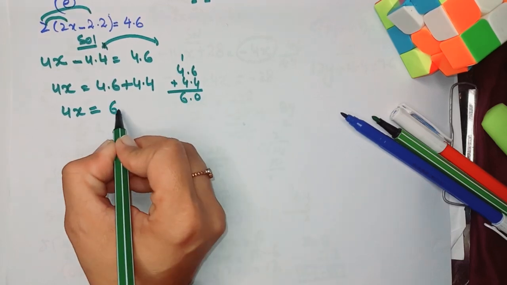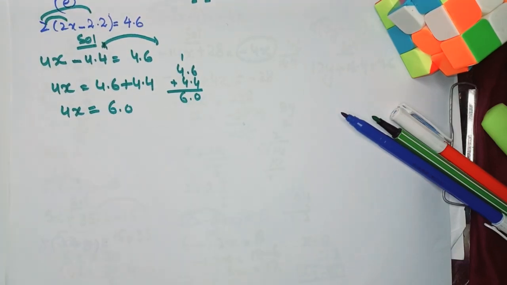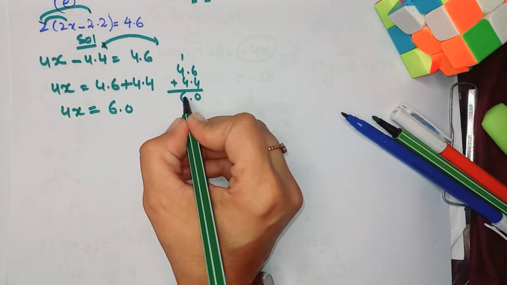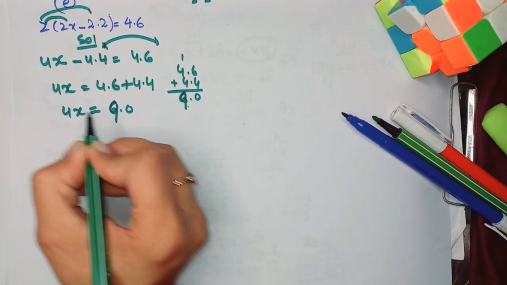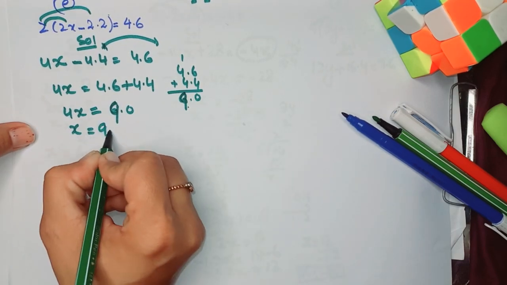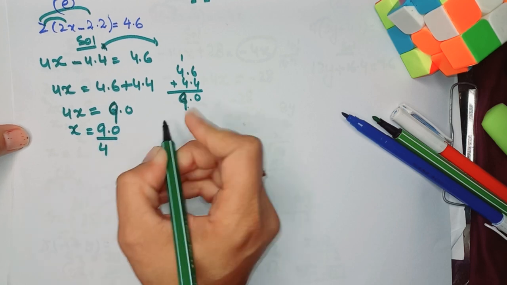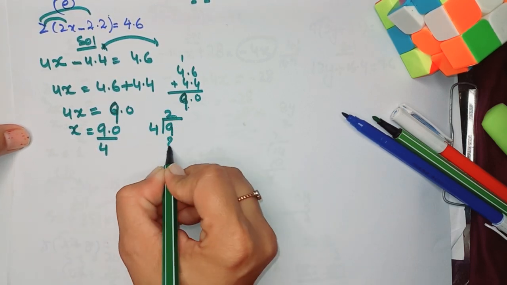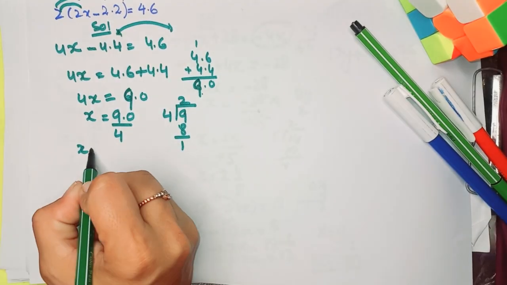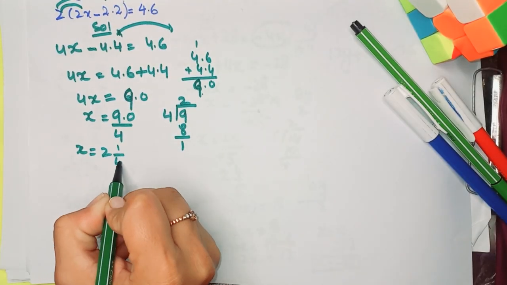It will give you 9.0. Now dear students, now we have to eliminate this 4, which is multiplied with x. So it will give you 9. Now we will divide it by 4. Now 9.0, we will divide it by 4. You will get 2 whole 1 by 4.